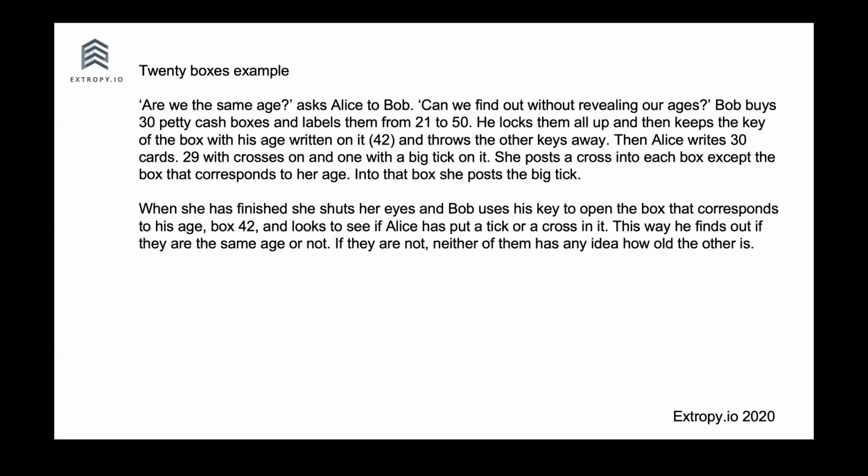And then she turns away and allows Bob to open the box that corresponds to his age, so the one that he has the key to. He can then look in, and if there is a tick in there, he will know that he is the same age as Alice. If there isn't a tick in there, then he doesn't know Alice's actual age because the tick was in some other box, but he no longer has the key for that. And then also on the other side, Alice will not know which box Bob has opened if she's not observing this.